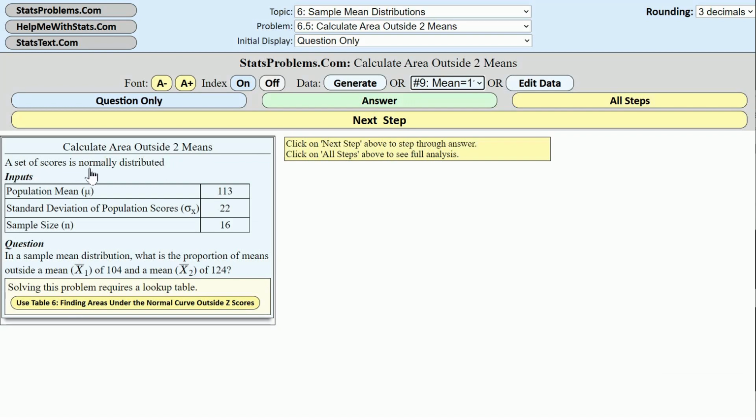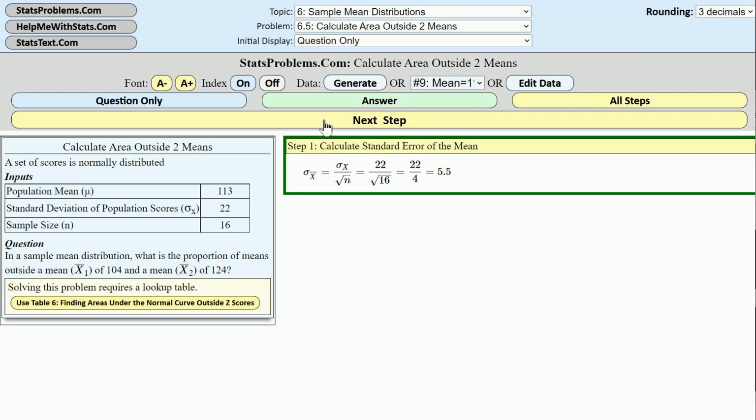A set of scores is normally distributed. Population mean, mu, is 113. Standard deviation of population scores, sigma sub x, is 22. Sample size, n, is 16. In a sample mean distribution, what is the proportion of means outside a mean x bar 1 of 104 and a mean x bar 2 of 124? Let's step through the solution by clicking on the Next Step button.